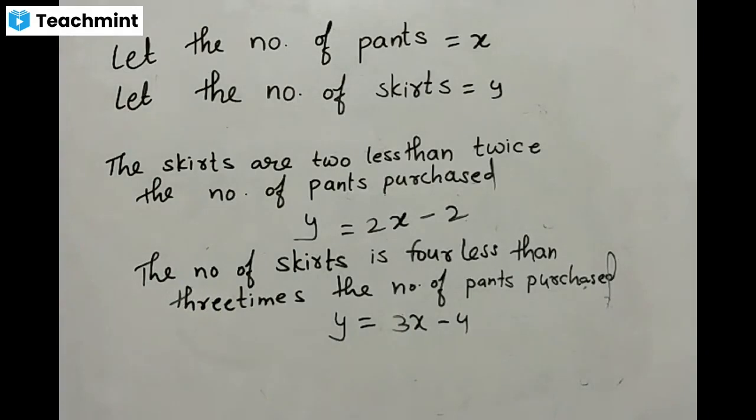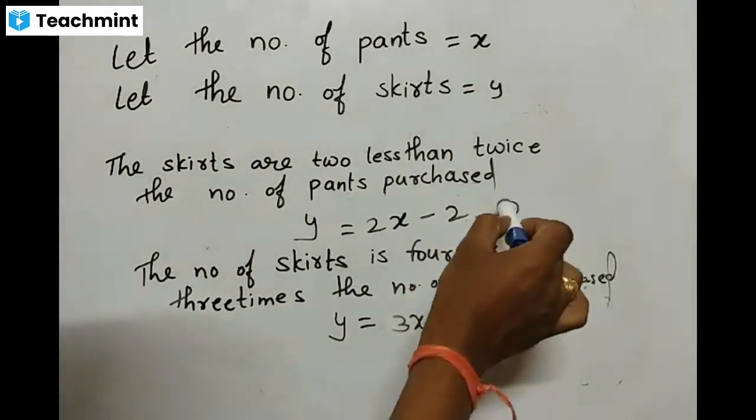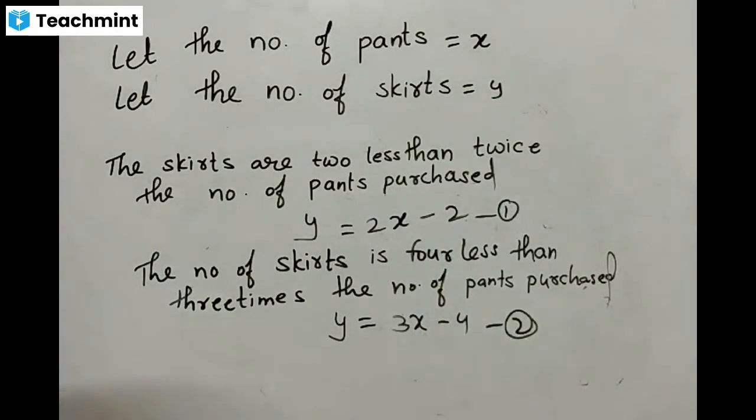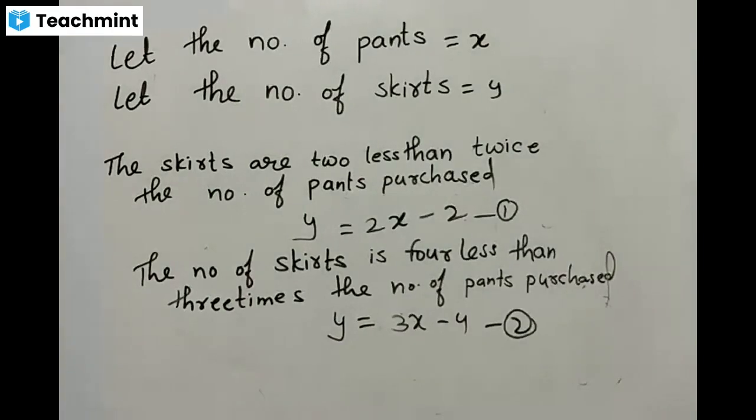Yes. So this is the first condition. This is the second condition. If you solve these two conditions, sir, you will get 4x minus 3. No, read the statement. Also, the number of skirts is 4 less than 3 times the number of pants purchased. 3 times the pants we purchased. From that we have to subtract 4. Okay, sir. Now copy this first.